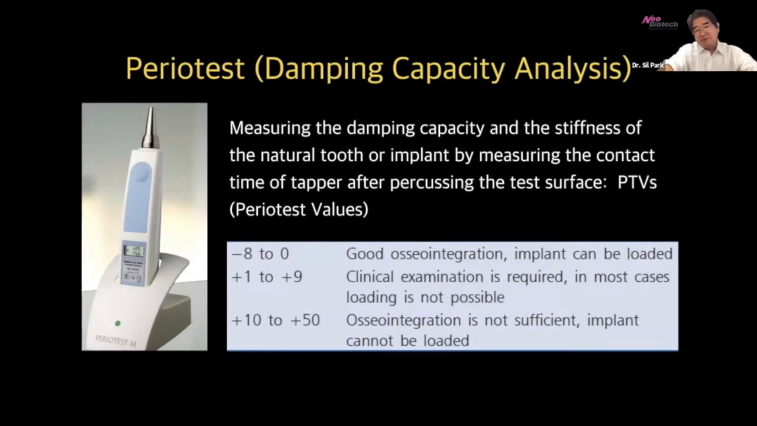Damping capacity analysis is basically this: when you hit an implant, if the implant is very weak, it gets knocked back and then comes back slowly. If the implant is really strong, when I hit it, it moves back only a little bit and comes back very quickly. So it is measuring that returning time, or contact time.